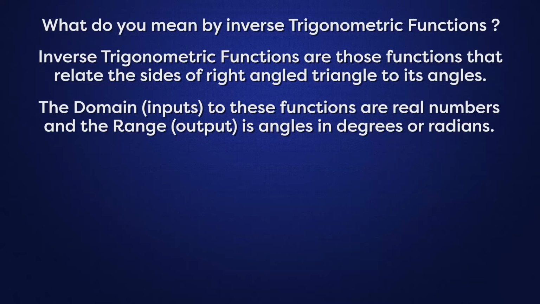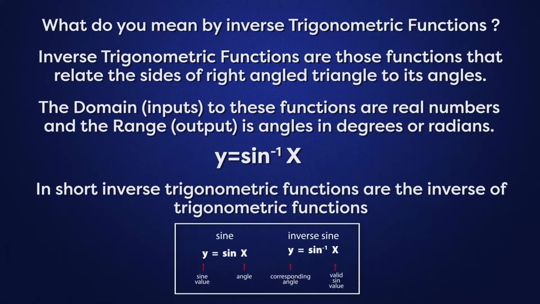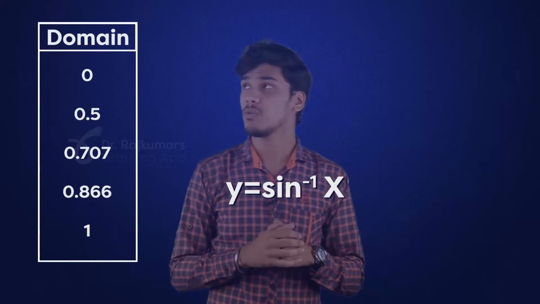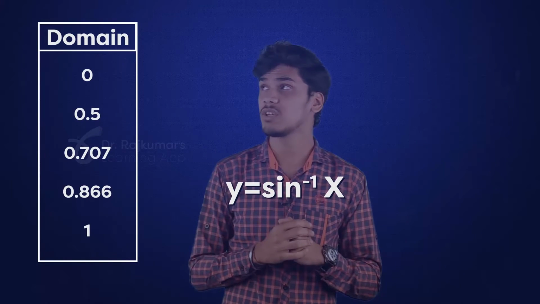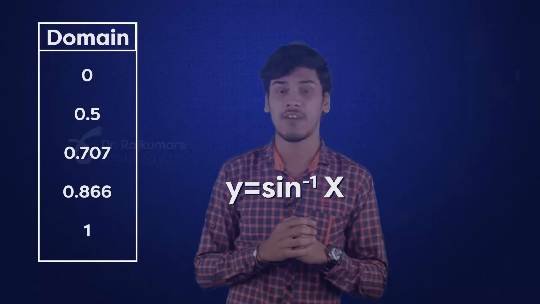In short, you can say y is equal to sine inverse x is an inverse trigonometry function. In short, I can say the inverse trigonometry function is the inverse of trigonometry functions. Now I have a function y is equal to sine inverse x and I have a domain having the values 0, 0.5, 0.707, 0.866 and finally 1.